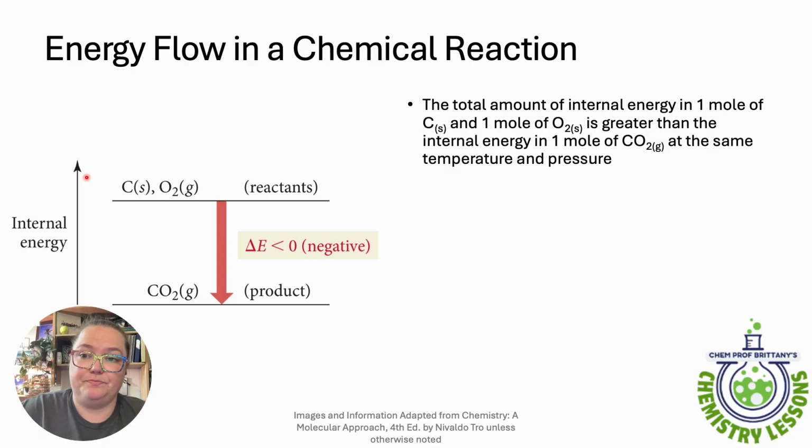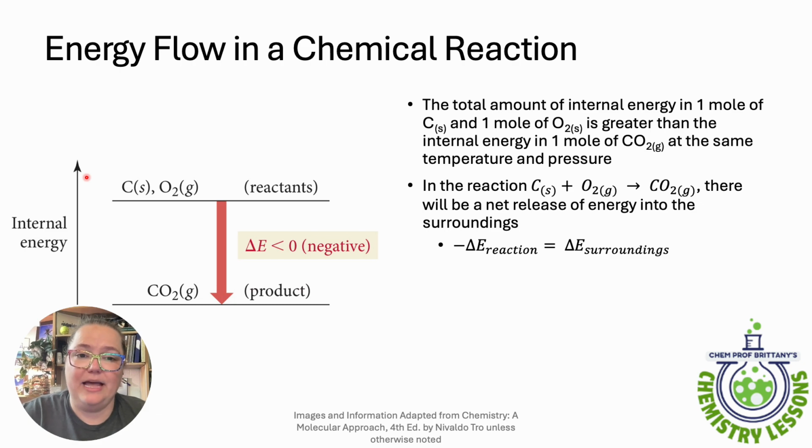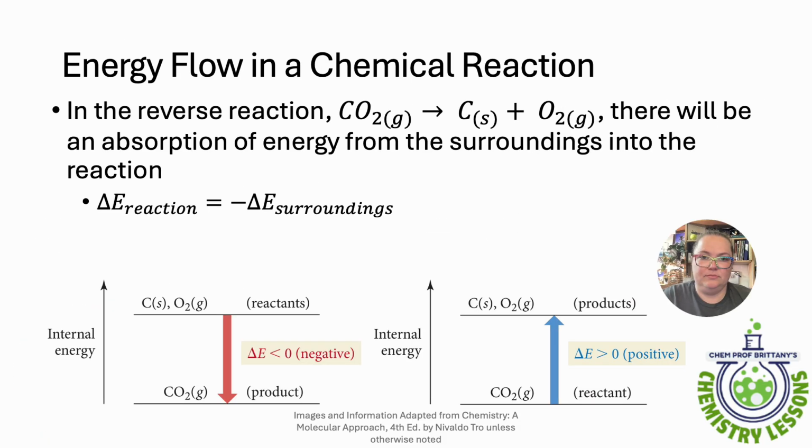temperature and pressure. So when we have this reaction that's happening, we have a net release of energy into the surroundings, because this change in energy has to go somewhere. So our system loses the energy, which means that our surroundings has to gain the energy. Right? In the reverse reaction, if I'm breaking down CO2 and getting carbon and oxygen out of that, we would have to absorb that same amount of energy.